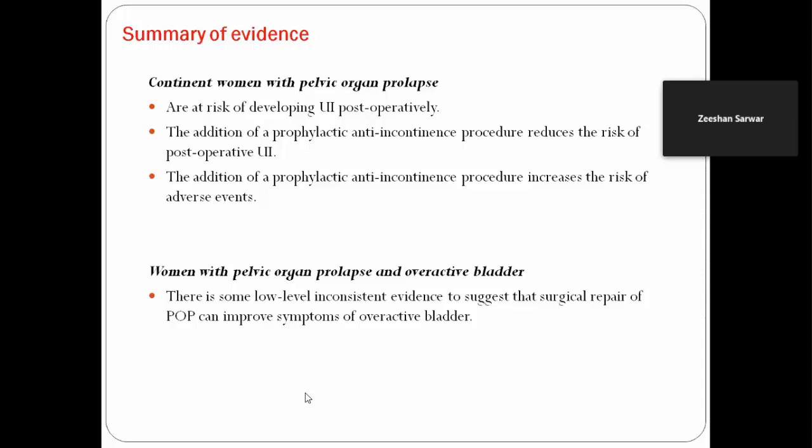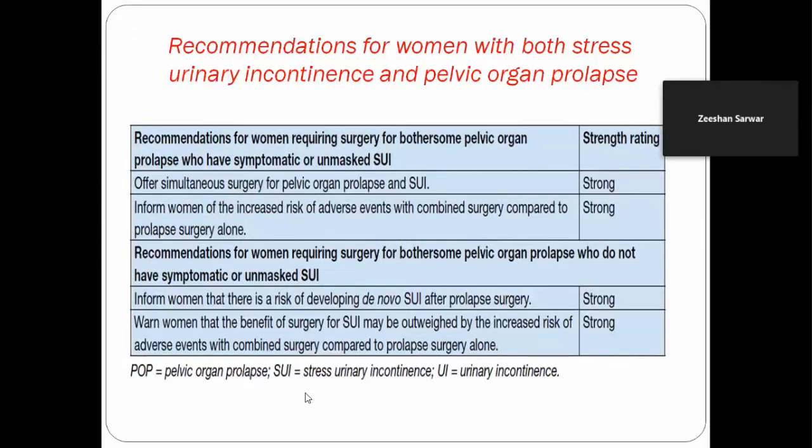The recommendation for pelvic organ prolapse and stress urinary incontinence is to offer simultaneous surgery for pelvic organ prolapse and stress urinary incontinence; it is strongly recommended. Inform women of the increased risk of adverse events with combined surgery compared to prolapse surgery alone.